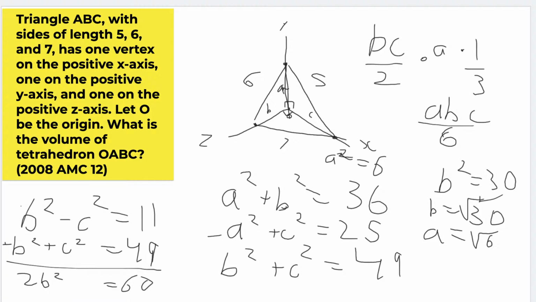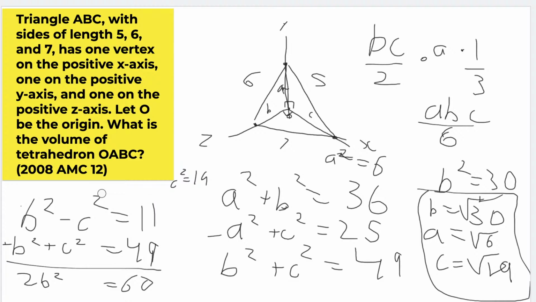You just substitute the variable back here. We'll use a, for example. So a squared is just 6. Square root of 6 times square root of 6 is 6. Now you subtract 6 from both sides and you get c squared equals 19. And then you square root both sides and you get c equals the square root of 19. So this is what we wanted.